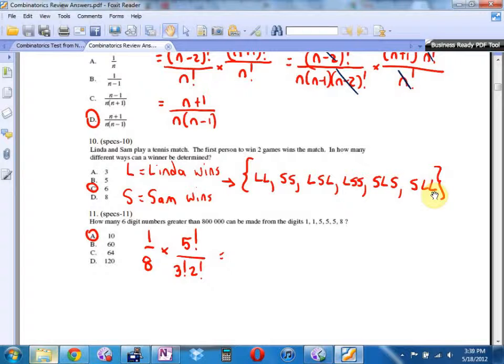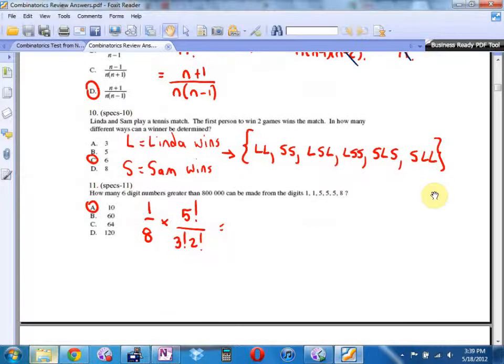Number 11. How many 6-digit numbers are greater than 800,000? I said if it's bigger than 800,000, my only choice is it's got to be bigger than 8. It's got to be from those digits there, it's got to be an 8 there. Okay. How many digits are left?